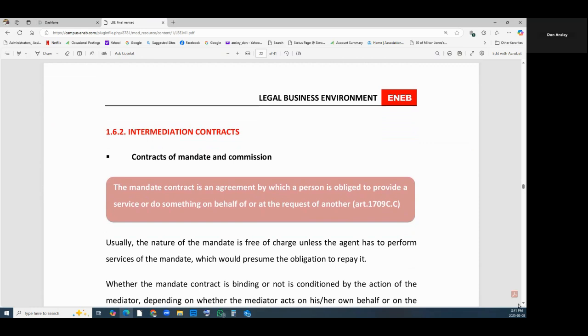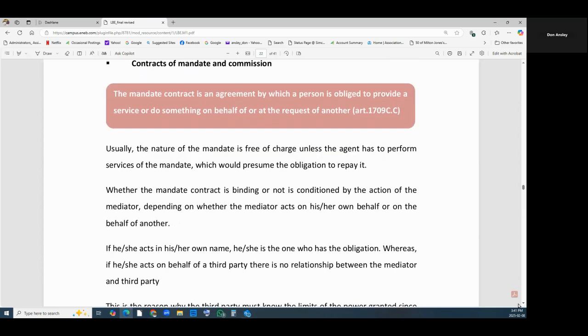Intermediation contracts are those of mandate and commission. The mandate contract is an agreement by which a person is obliged to provide a service and do something on behalf of or at the request of another. Usually the nature of the mandate is free of charge unless the agent asks to be paid for performing the services of the mandate, which would presume the obligation to repay it. Whether the mandate contract is binding or not is conditioned by the actions of the mediator, depending on whether the mediator acts on his or her own behalf or on behalf of another.